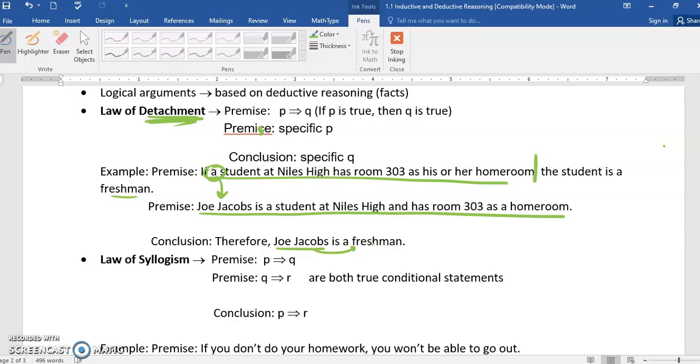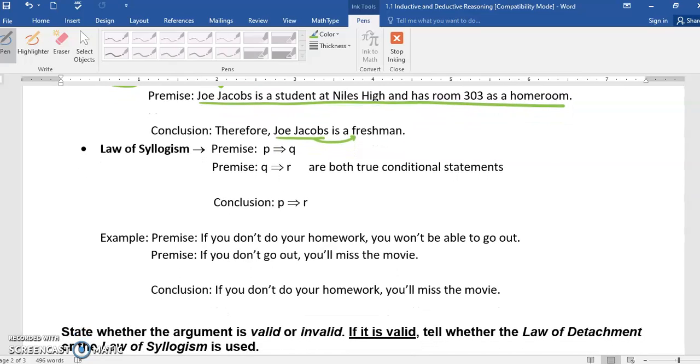But then there's a law of syllogism that is a little different than that, where we have a couple of premises that we can then make a conclusion, follow the pattern here.